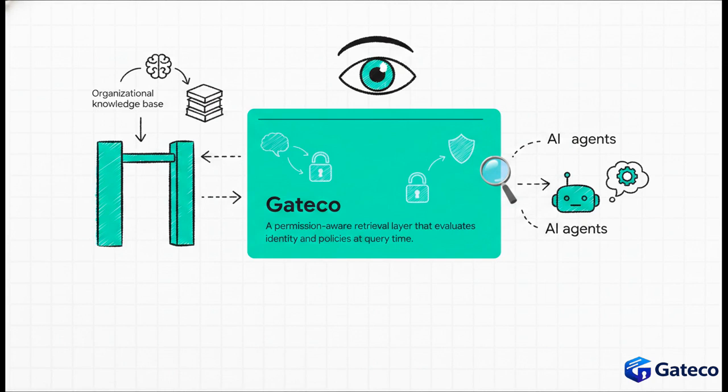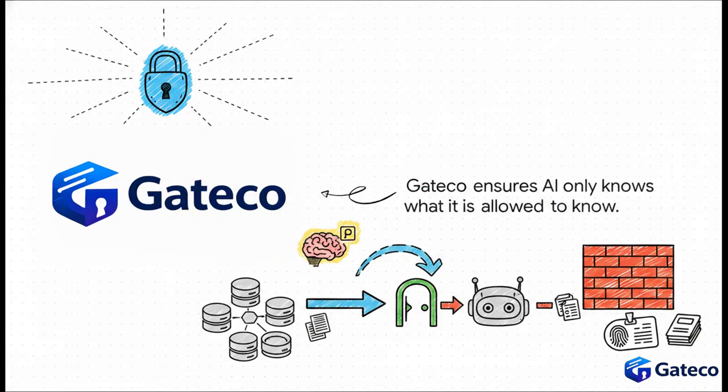It intercepts every single retrieval request. So instead of relying on your VectorDB to magically enforce security, Gateco evaluates that request against your active organizational policies and the user's or principal's identity, right at the exact millisecond of the query. Through this system, Gateco absolutely ensures that your AI systems only know what they are explicitly allowed to know.